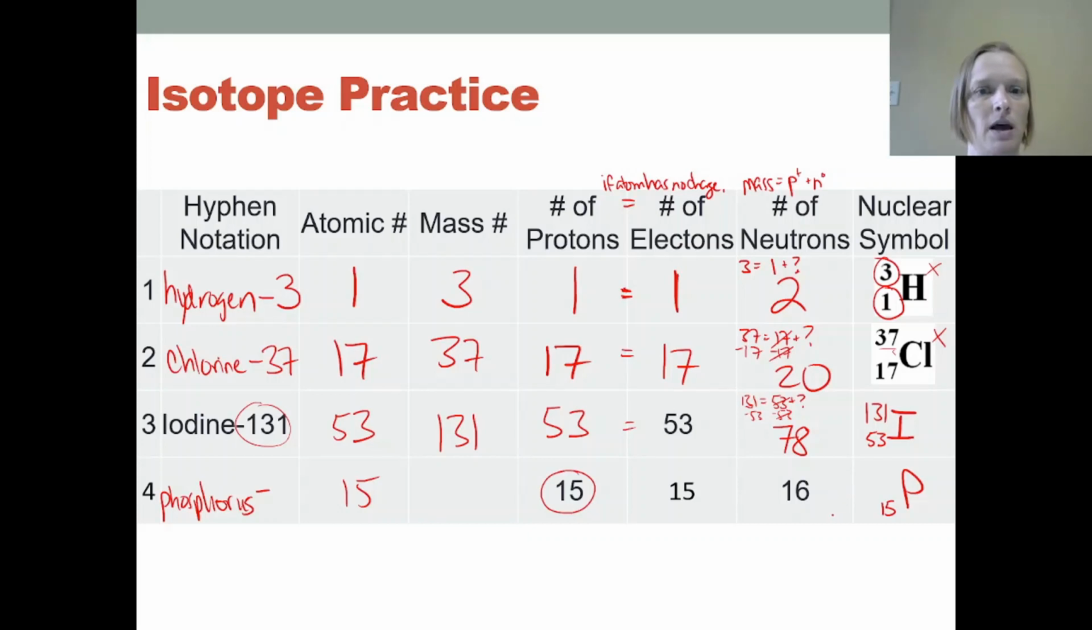Next step. I see that my protons and electrons are the same as each other. Therefore, there's no charge for me to write in the top right-hand corner. The next thing I need to think about is the mass number. Remember, the mass number equals the protons plus the neutrons. So I want to do 15 protons plus 16 neutrons, so that is 31 as my mass number. So I will write a 31 after the hyphen and a 31 in the top left corner.